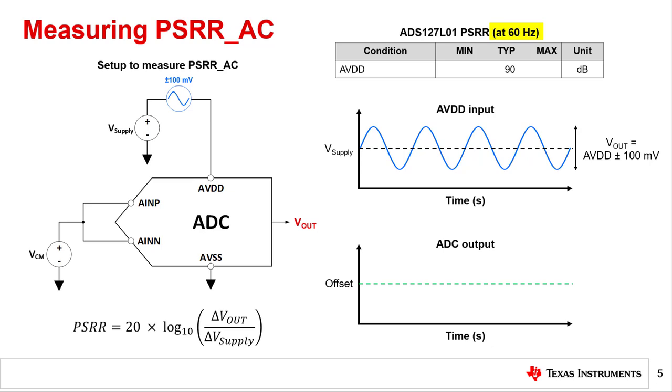In a real system, however, power supply noise may not be purely sinusoidal. In this case, ensure that the ADC and other components can also reject harmonics of the fundamental noise frequency.